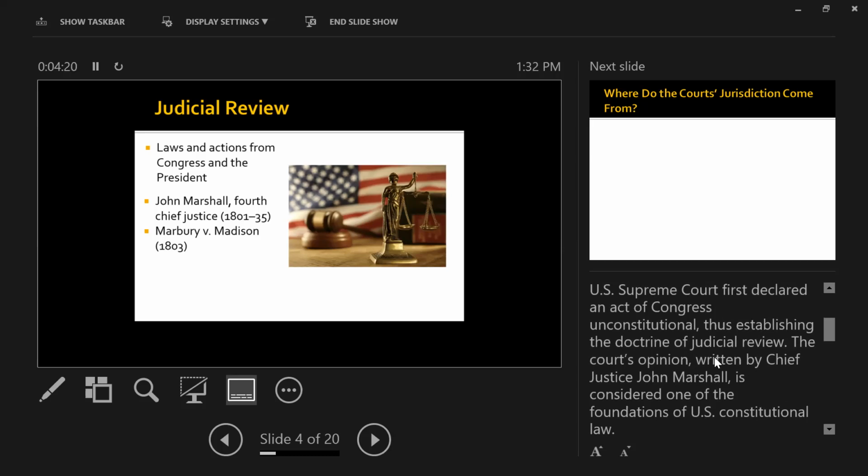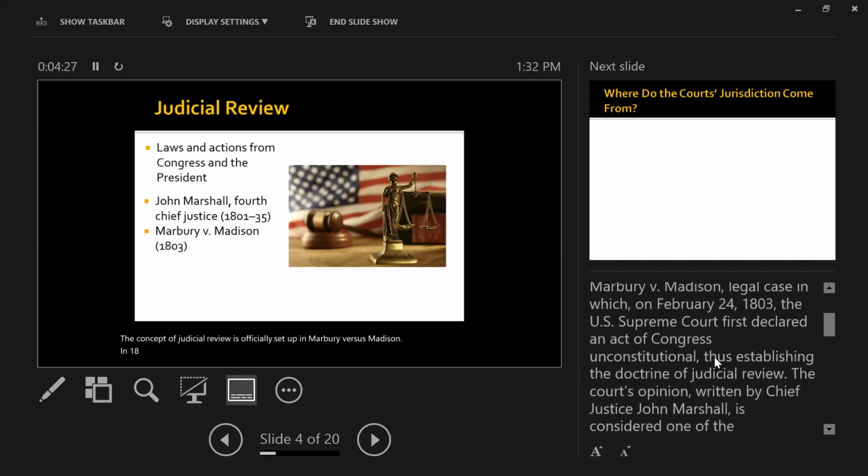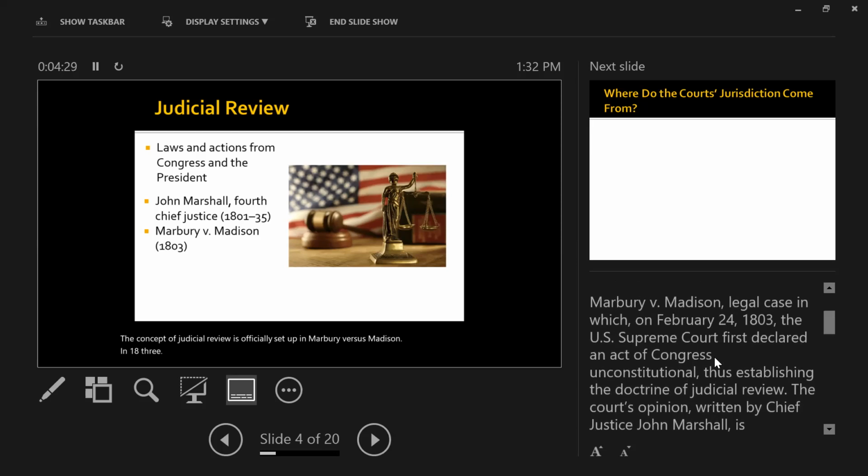The concept of judicial review is officially set up in Marbury versus Madison in 1803. So again, judicial review is started under Marbury versus Madison from 1803.